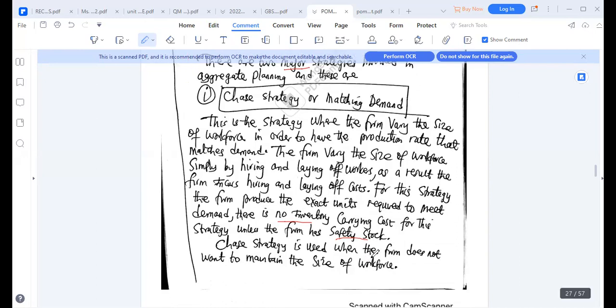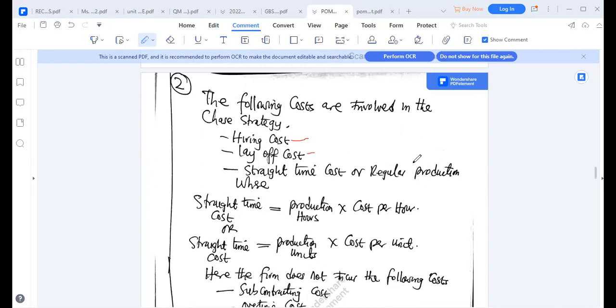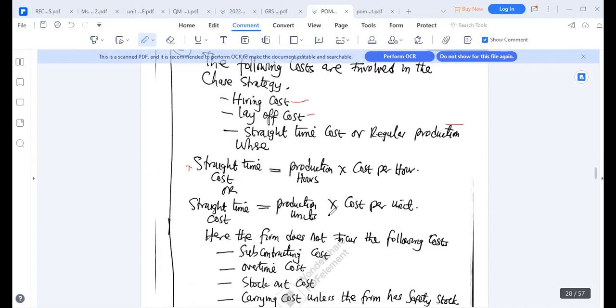The chase strategy is used when the firm does not want to maintain the size of its workforce. The following are the costs of the chase strategy: the hiring cost, the layoff cost, and the straight time cost or regular production cost. The straight time cost is equal to production hours multiplied by the cost per hour, or also production units multiplied by the cost per unit. So this is how you find the straight time cost.